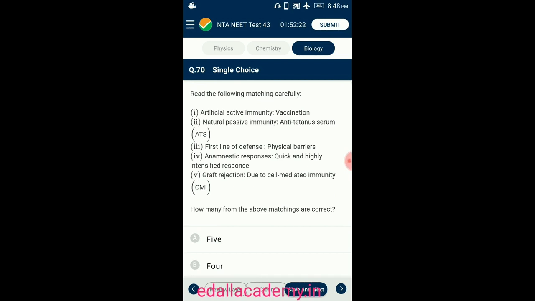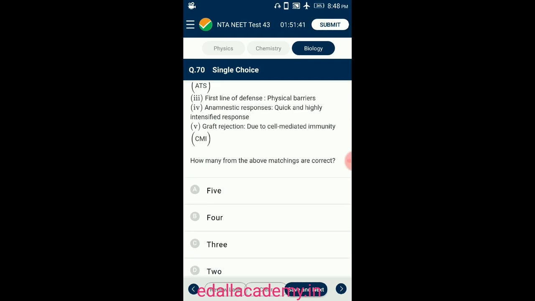Question number 70. Read the following matching carefully. Anti-tetanus serum is an example of artificial passive immunity which contains preformed antibodies. First line of defense includes skin, which comes in physical barrier of innate immunity. Second, immune responses are also called anamnestic responses, which are very quick and highly intensified due to the presence of memory cells. So the answer for this question is option B.